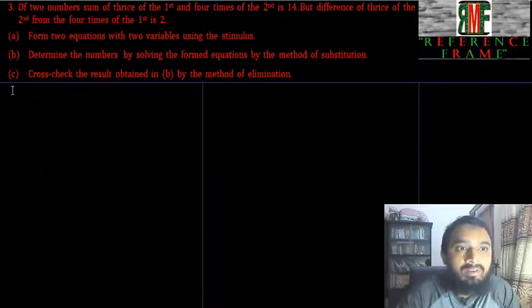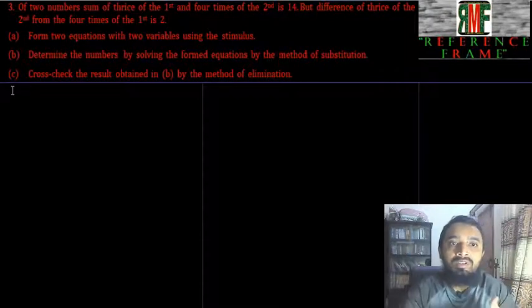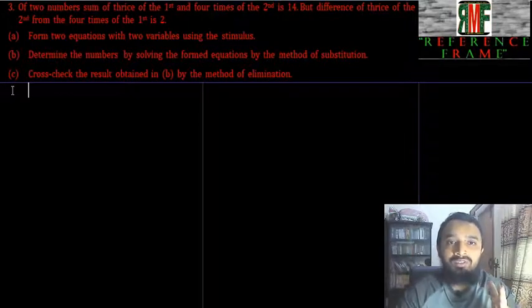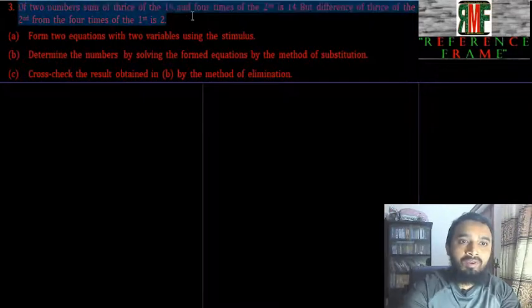So look here at what is given. Of two numbers, the sum of thrice the first and 4 times the second is 14. But the difference of thrice the second from 4 times the first is 2. In question A, we are asked to form two equations with two variables from the stimulus. Stimulus means from the given stem or question, that means from this part that you can see.